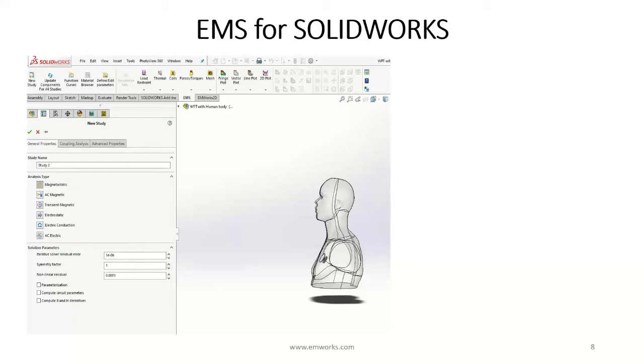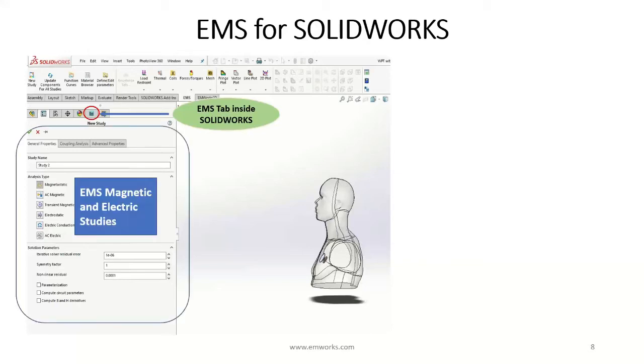As we mentioned earlier, EMS is an add-on inside SOLIDWORKS. They both have the same look and feel. Once EMS is added to SOLIDWORKS, its tab will appear in this top menu. This screenshot shows the property page when a user clicks to create a new study. We can see the different study options. We have 6 modules, including 3 magnetic modules and 3 electric modules. The parameterization feature can be enabled through this page also. It helps to parameterize either geometrical or simulation variables.